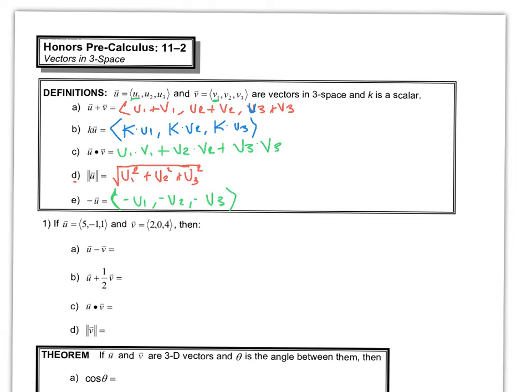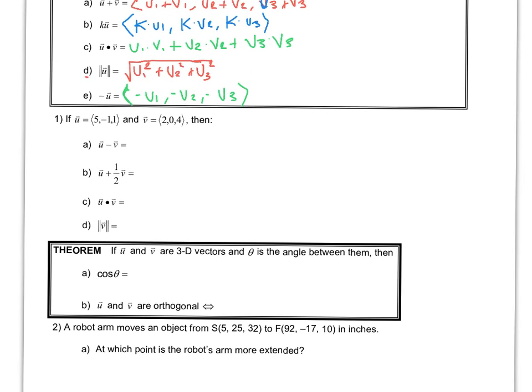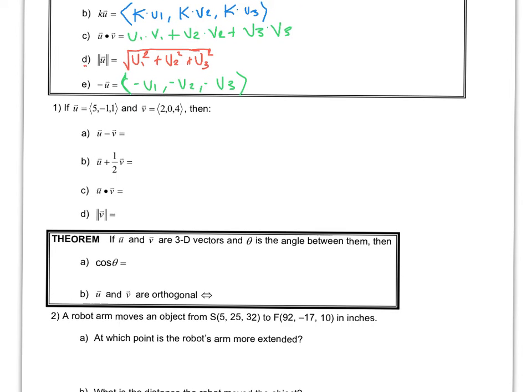All right, so let's just work through a couple of examples here then with actual vectors. So here we've got u and v. So if we do u minus v, remember we do vector subtraction with vector addition, so that would actually be u plus negative v, however you want to think of it. That would be 5 minus 2, negative 1 minus 0, 1 minus 4. So the resultant vector would be 3, comma, negative 1, negative 3.